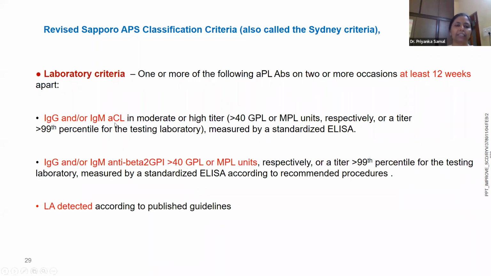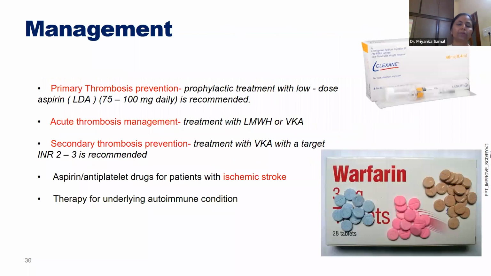So IgG and IgM for anti-cardiolipin antibody, these are the standards established by published guidelines. IgG and IgM anti-beta-2 glycoprotein I, and this is again more than 40 GPL or MPL units. And lupus anticoagulant should be detected, and it should be properly done as published by the guidelines. So it has to be a standardized lab to say that the patient has APLA syndrome or antiphospholipid antibody syndrome.